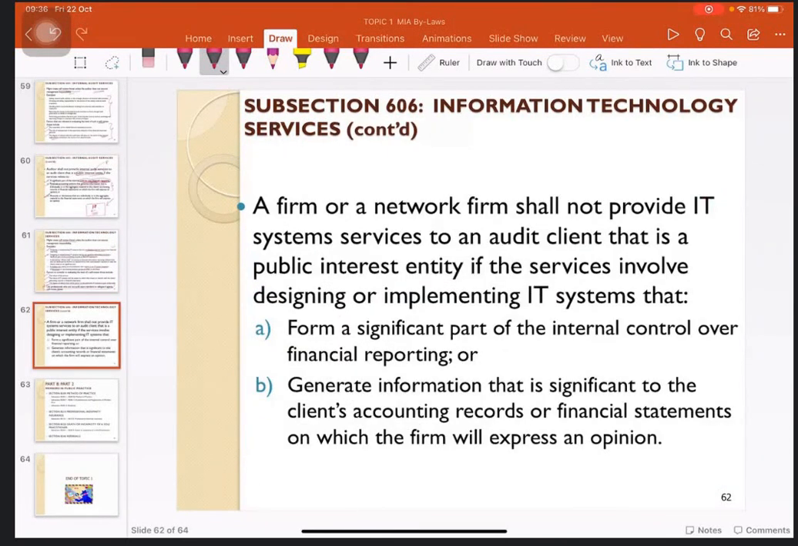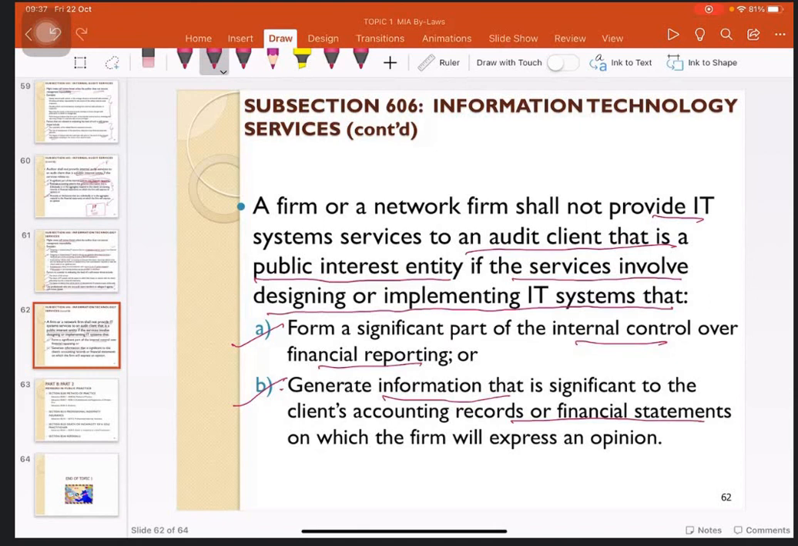Okay, so the firm shall not provide IT system to an audit client that is a public interest entity, PIE. Sama juga, you tak boleh provide IT services to your audit client that is PIE if the service involves designing or implementing IT system untuk dua item ni. Internal control untuk financial reporting ataupun mana-mana sistem yang akan generate information and that information will be used to prepare the financial statement later on. Boleh faham kelas? Ini walaupun dia dibuat oleh other team, okay, ataupun oleh IT department, okay, it's not allowed untuk PIE.